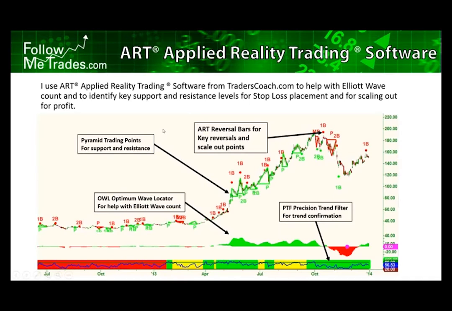I also said I use the Applied Reality Trading software, and I find it incredibly useful in identifying wave counts and managing my trade. There are some key features here. There are these pyramid trading points, which indicate really important higher high, higher low sequences, and they give us really good levels for support and resistance. There are ART reversal bars, pointing there, which are key reversal points, and I use those primarily for scaling out. Once I'm in a trade and I see a key reversal and I'm in profit, I use those levels to scale out, reduce my position size, take some profit, and reduce risk.